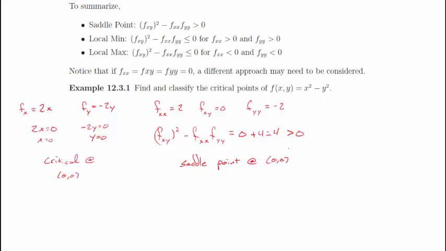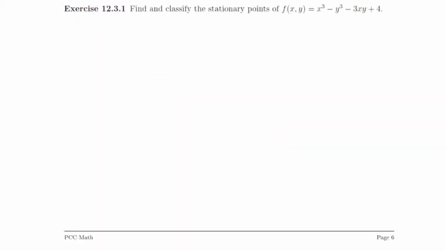At 0, 0. Okay, so is that so bad? I mean, we may need to look at a little bit more if we're talking about a local min or local max, but really find your critical values and then find the value of this little formula, see if it's positive or negative. If it's positive, you have a saddle point. If it's negative, then look and see if the second partial derivatives are both positive or both negative.